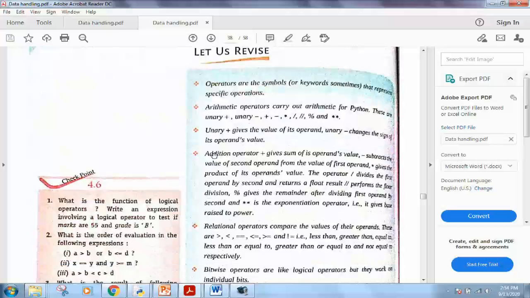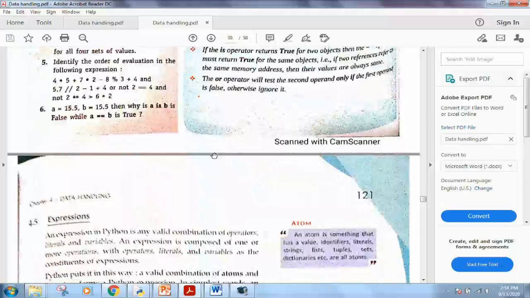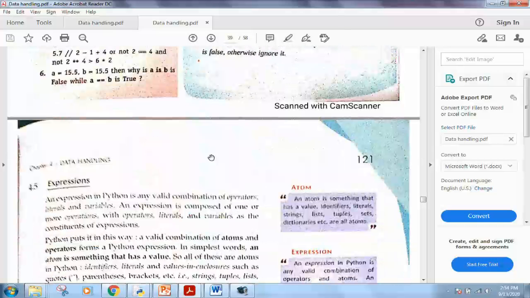There are certain examples given in your book. Try to go through those examples, and if you are facing any issues, you can ask. This is a very important topic of this chapter.